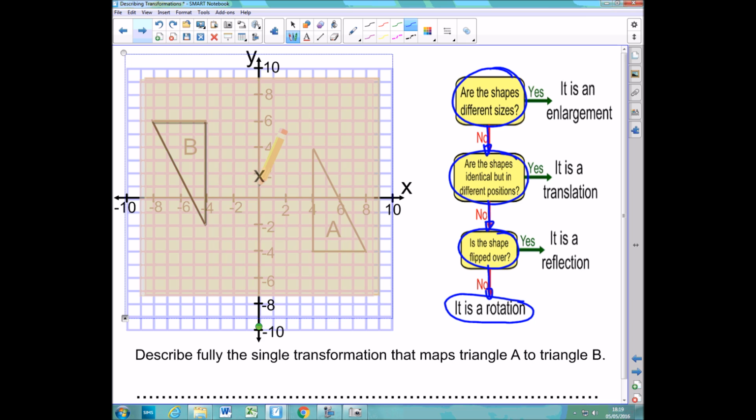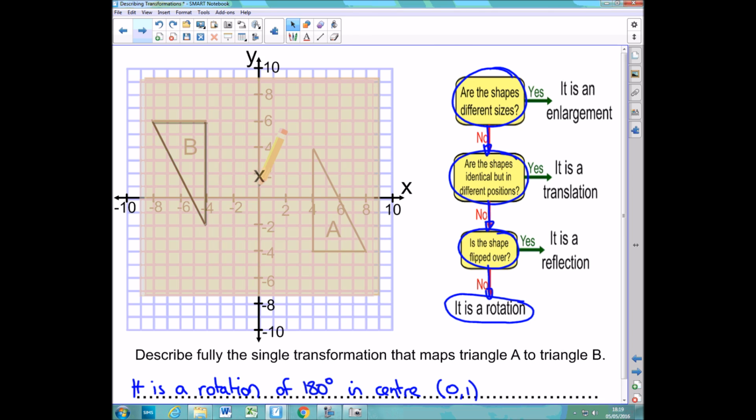So now I can write down what the transformation is. First off, I need to say it is a rotation. I'm going to say what angle it was, 180 degrees. Remember, if it was 90 degrees or 270, to write down clockwise or anti-clockwise. And now I need to also put in the center, and where is my pencil? Well, my pencil is at the coordinates 0, 1.